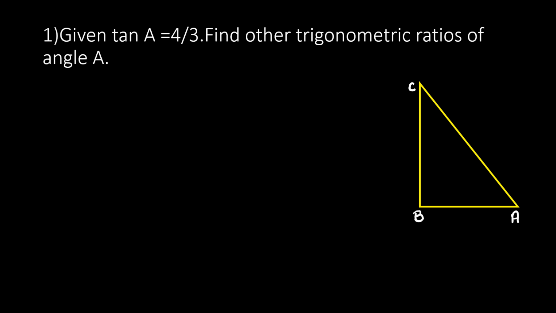Next we will see a problem. Given tan A equal to 4 by 3, find other trigonometric ratios of angle A. This is the angle A. It is given that tan A equal to 4 by 3.